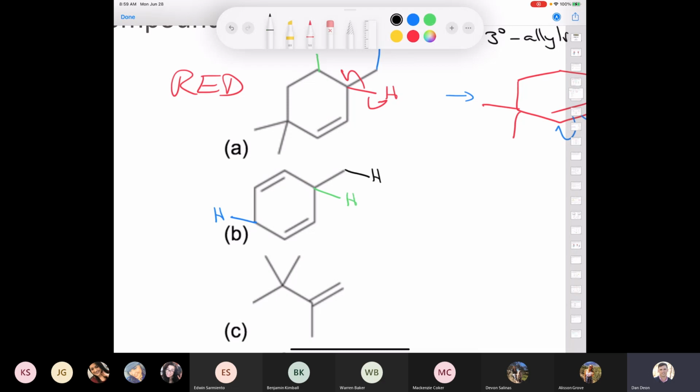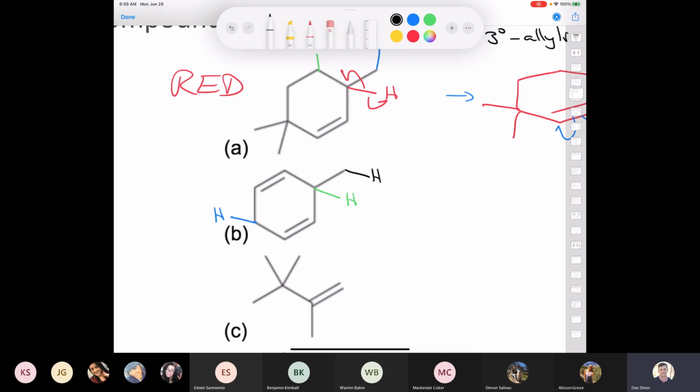Could anybody tell me which one of these would be the weakest carbon-hydrogen bond? Would it be the one to the black, the green, or the blue? Yep, I agree with all of my students. Yes, it's the green one.